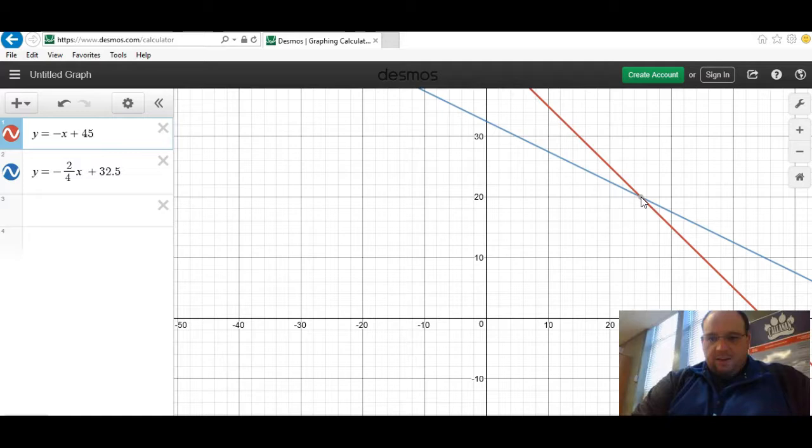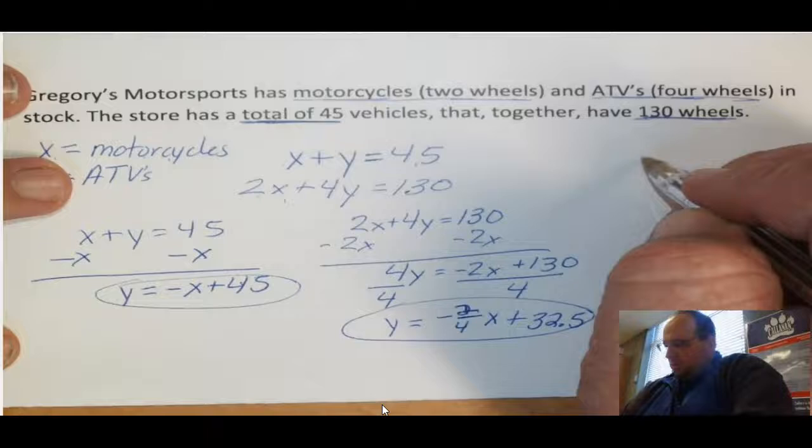And it looks like they intersect at 25, 20. Okay, so the intersection point is 25, 20.